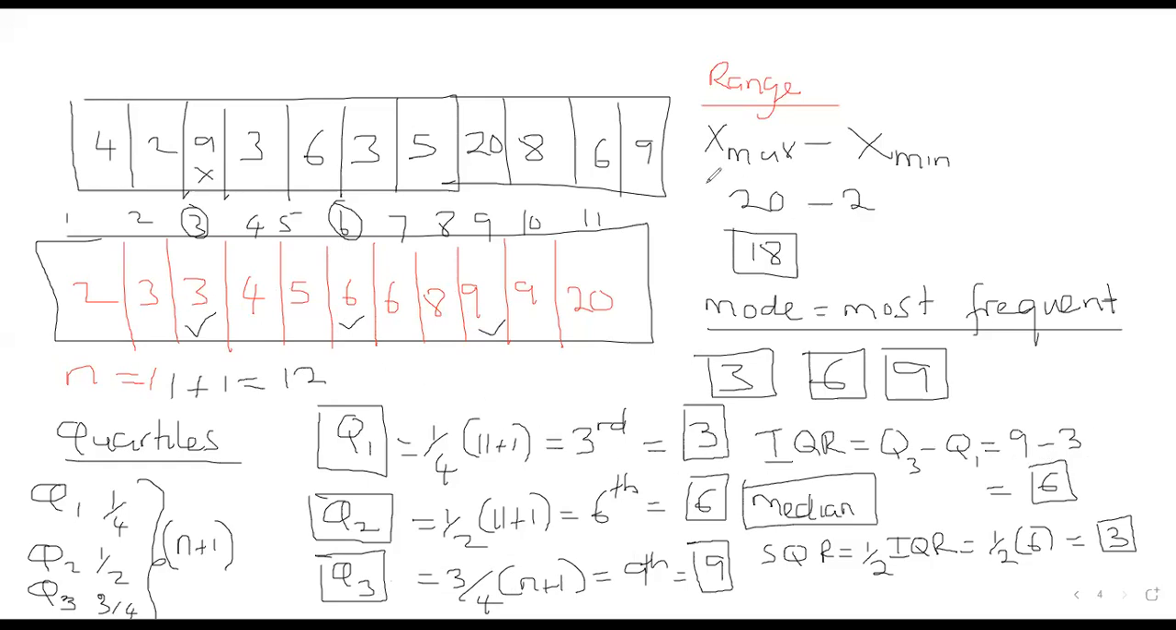So this is the interquartile range that we found as 6. Then half of the interquartile range is called semi-quartile deviation or semi-quartile range. So half of the 6 is 3. Anyone behind so far? Are we together? Yes. All right.